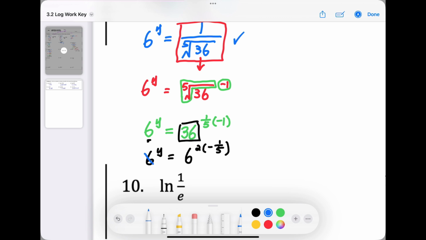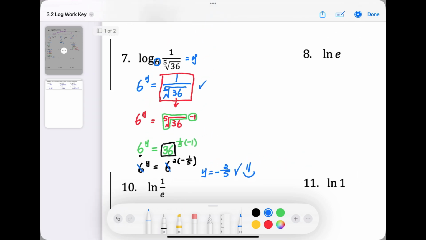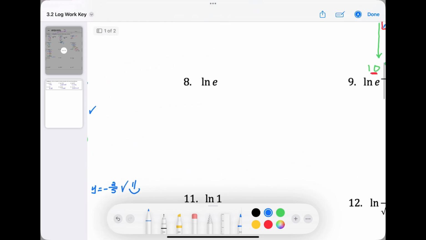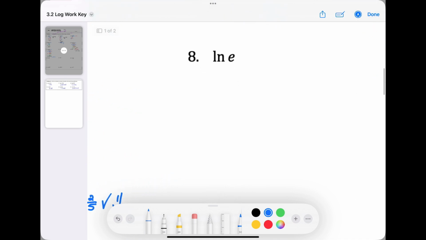And what do we say? Base the same, cancel out. So when you cancel them out, what you see is what you got: y is equal to negative 2 over 5. And that is the perfect answer, okay? So moving on, number 8, all about the base.